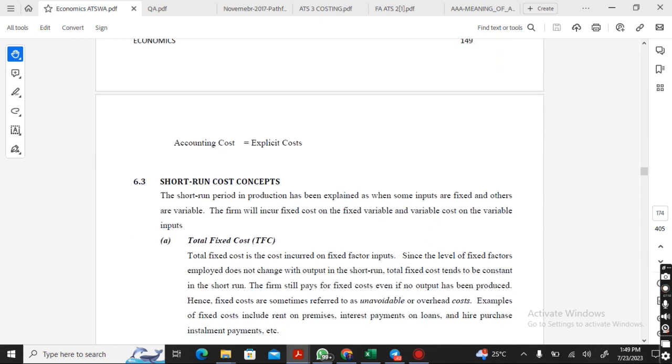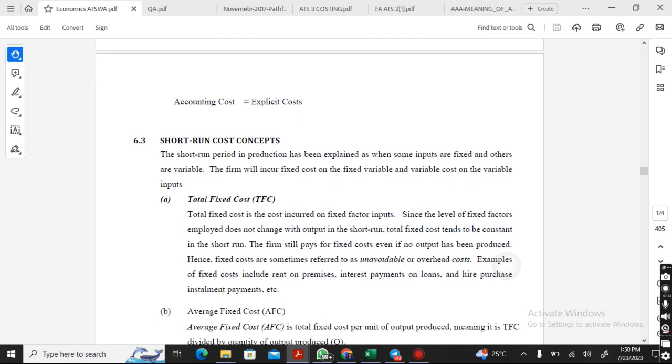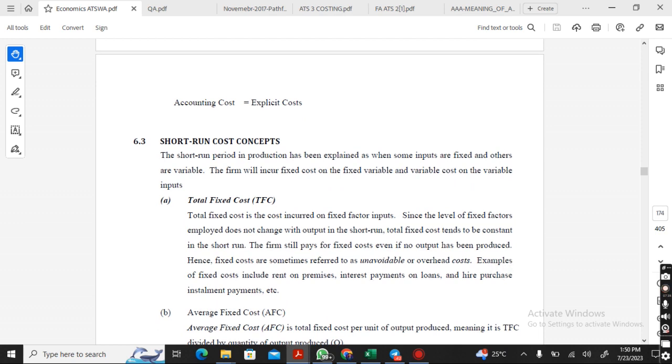So let's look at the short run cost. I've explained that in the short run period of production, some inputs are fixed while some are variable. But in the long run, all the inputs are variable. So the firm will incur fixed cost on the fixed inputs and variable cost on the variable inputs. Imagine rent at a fixed cost every month, every year, of 1.2 million naira. That is a fixed cost on that fixed input.